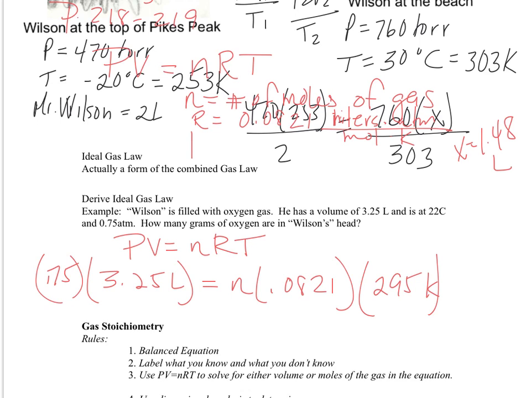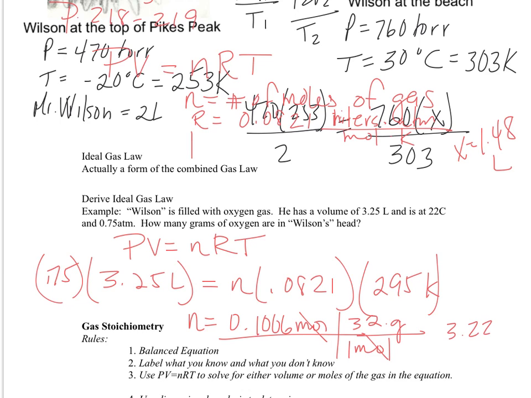So when we solve for n, we're going to get n is equal to 0.1006 moles. And you know that 1 mole is equal to approximately 32 grams. Moles cancel, and I get 3.22 grams of O2 in Mr. Wilson's head.